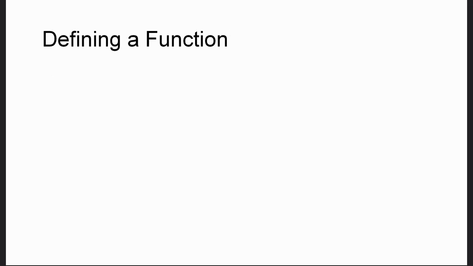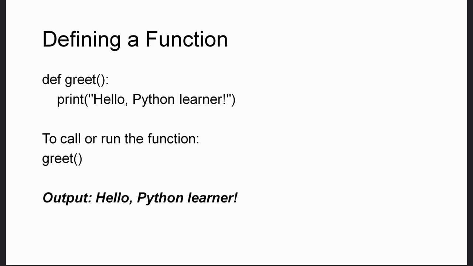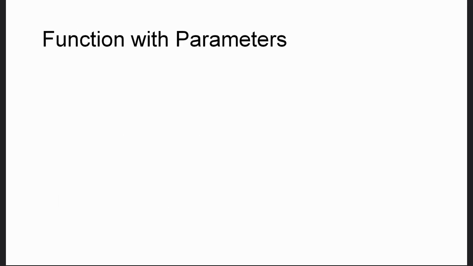The basic structure of a function can be defined using def, which is used for defining the function. greet_of is the function name, and I'm printing the "Hello Python learner" statement inside the function. To call or run the function, you have to call the function name, that is just greet_of. It will give you the output as Hello Python learner.